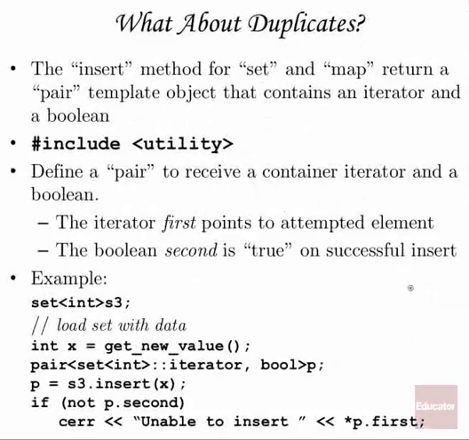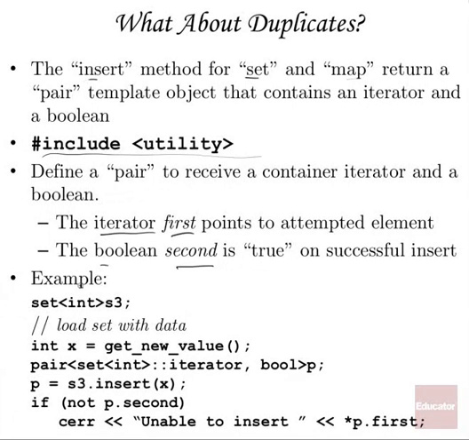Now, what happens to duplicates? What kind of duplicates can we get? Well, the insert method for set and map returns a pair template, as we've talked about. You have to include the utility header to get the pair definition. You get an iterator for first, which will point to the element. If you have an element, the iterator will point to it, whether it gets placed in or not. And the Boolean second will be true if it was successfully inserted, or false if it's already in there and was not inserted.